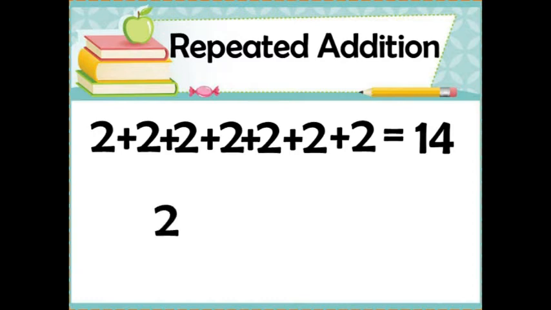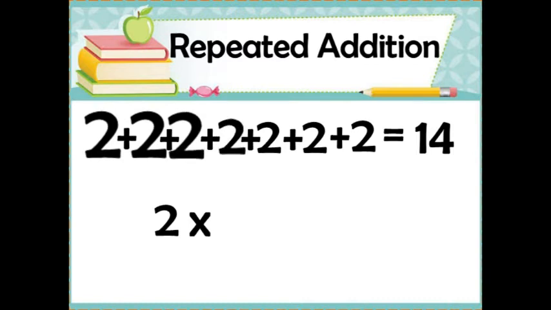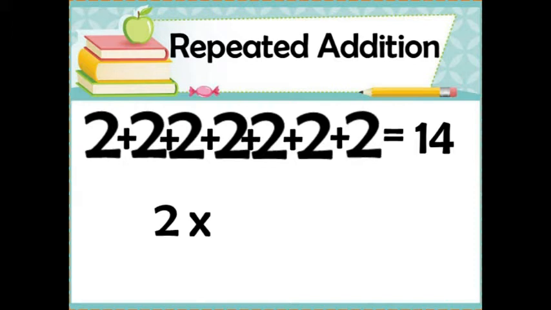So we are just going to write number 2, and then don't forget the multiplication sign. And then the next is you have to count how many times did you add number 2. So let's count 1, 2, 3, 4, 5, 6, 7. So we add 2 seven times. So we will just write number 7. And then the answer in 2 times 7 is 14.